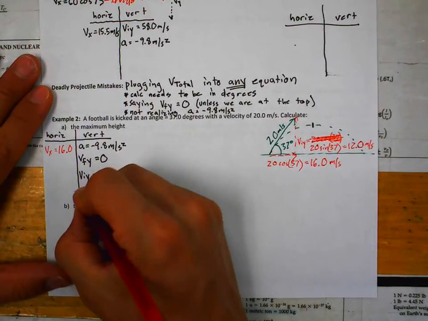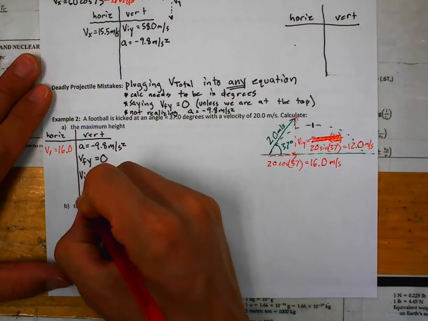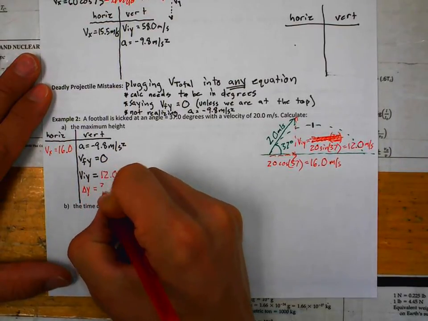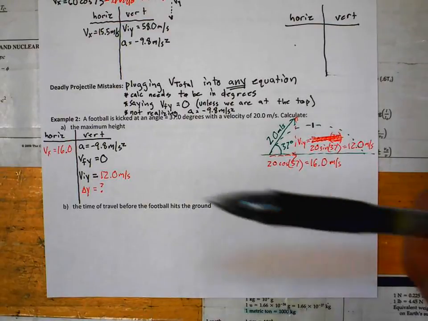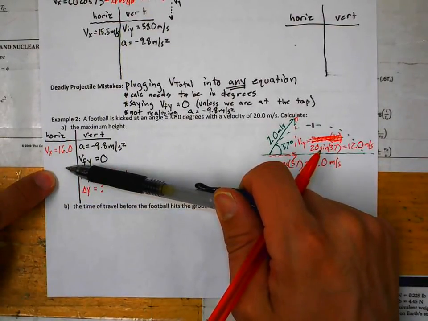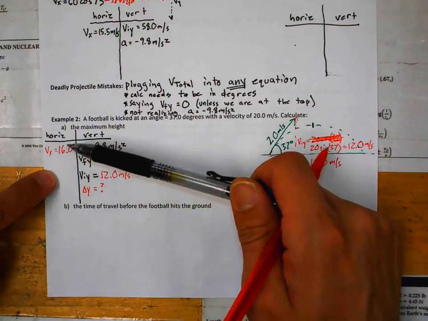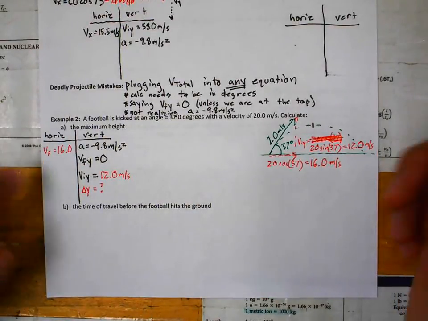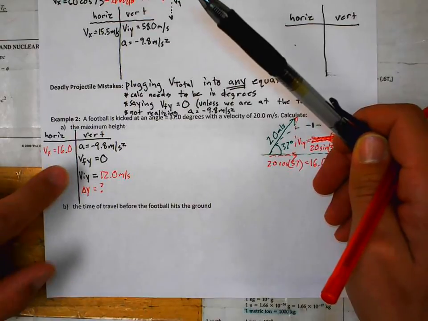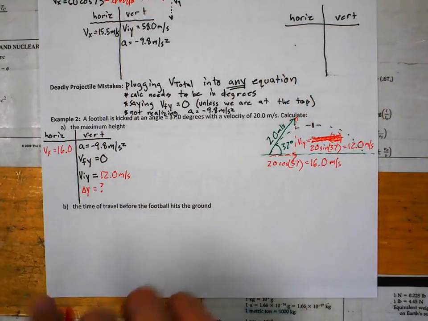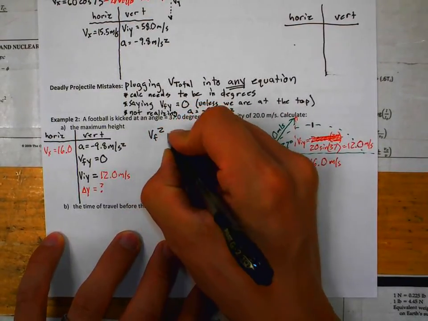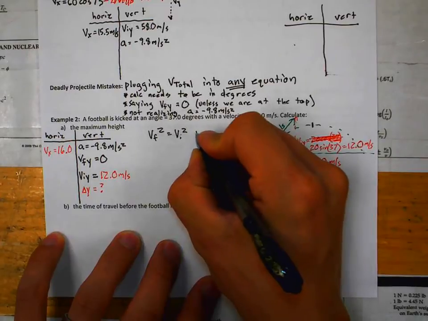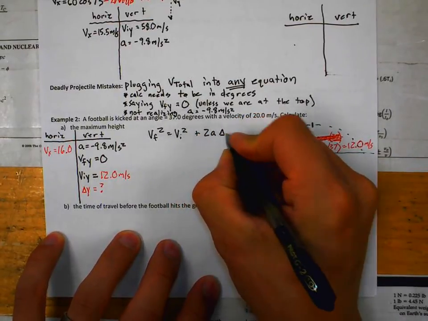And here's what we want to find. We would like to find delta y, and there's a couple ways to do it. Do we have enough information over here to solve for delta y? No, this is horizontal anyway. We wouldn't use that. So vertically, what are we missing here? We're missing time. So let's use our time-independent equation, which is Vf squared equals Vi squared plus 2a, and we're going to say delta y.